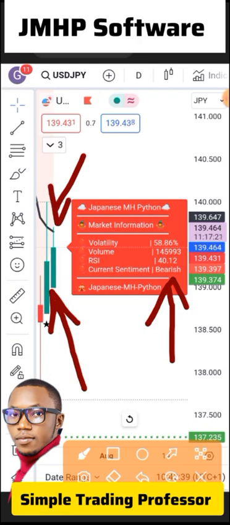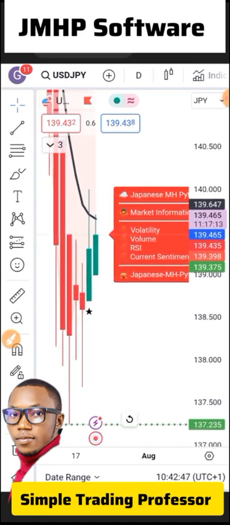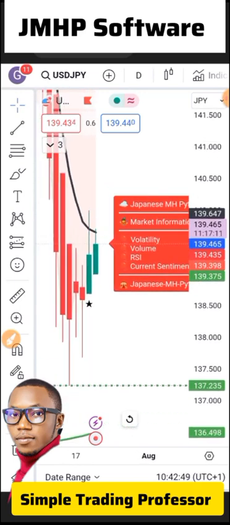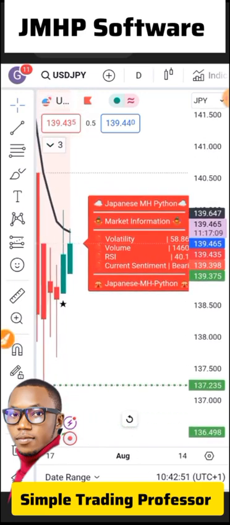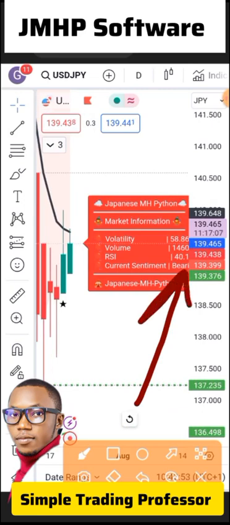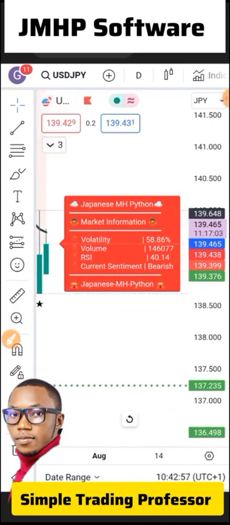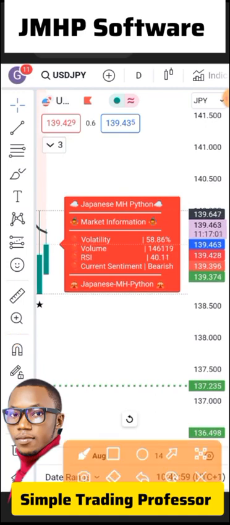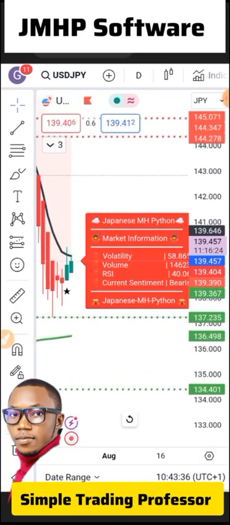So you see that even this signal, this bullish candle, is still not above the 8 EMA. So you see, it's still a bearish trend, and the software is confirming that. The dashboard is confirming that this is a bearish candle, a bearish sentiment.